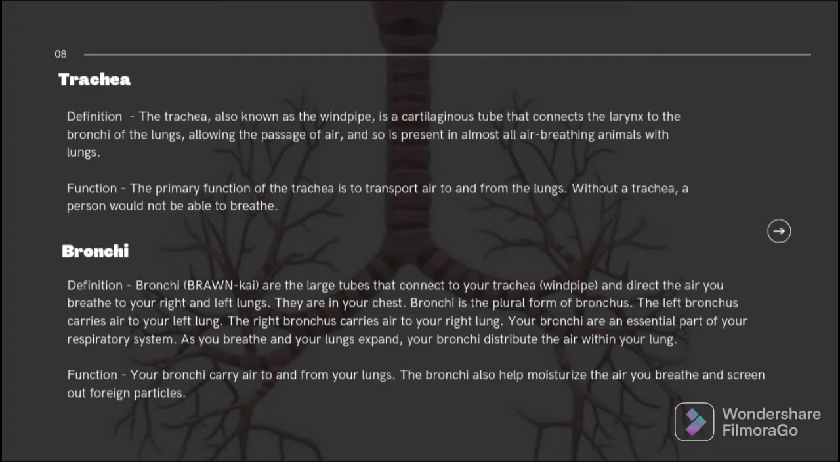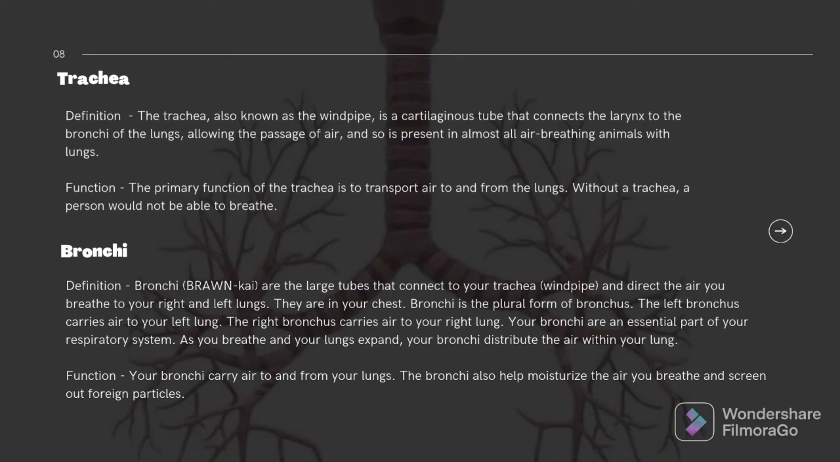The bronchi are lined with cilia, tiny hair-like structures. The cilia help move mucus and particles out of your lungs. When you cough or swallow, the particles trapped in the mucus move out of your body or into your digestive tract, where your body can dispose of them.